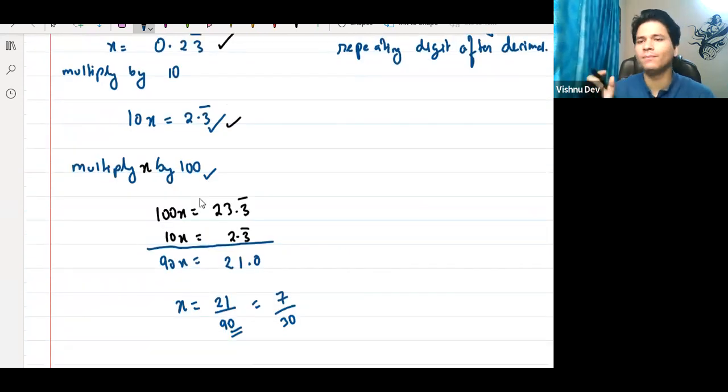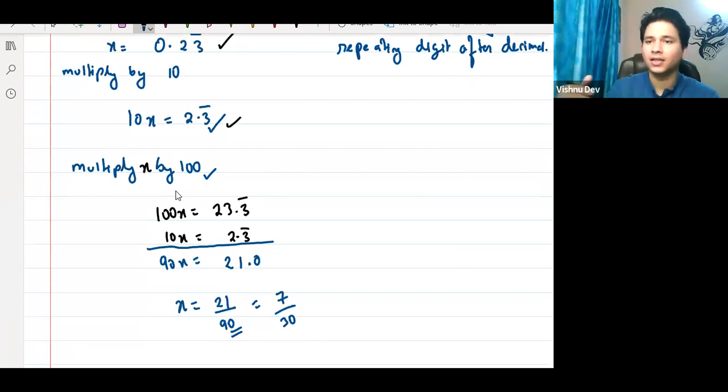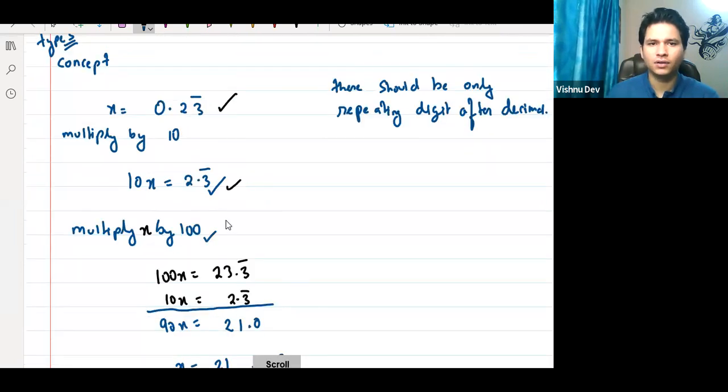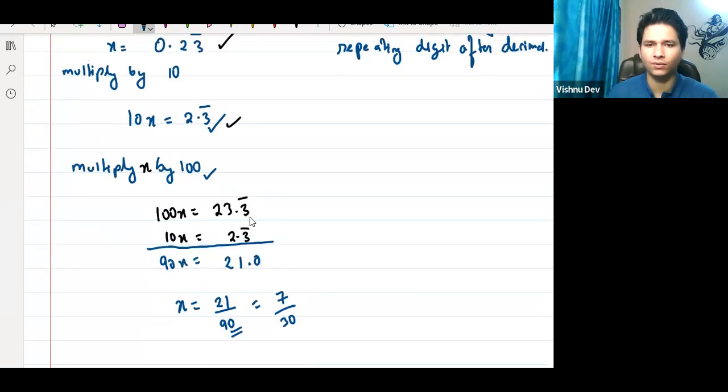It is the minimum number. You can multiply with 1000 also, it doesn't matter. But again, your number will become bigger. It will become 250, or 210 by 900. So it will become bigger, doesn't matter. So I will multiply by the smallest number which is required. So 100. If I multiply by 100, 2 digits will shift. So it will become 23.3 bar.